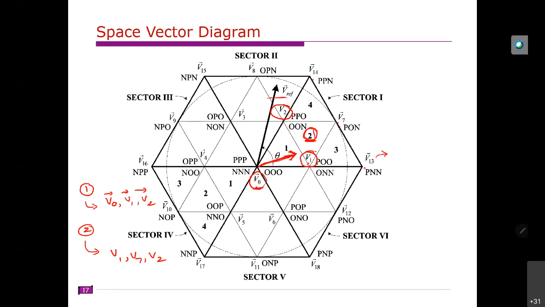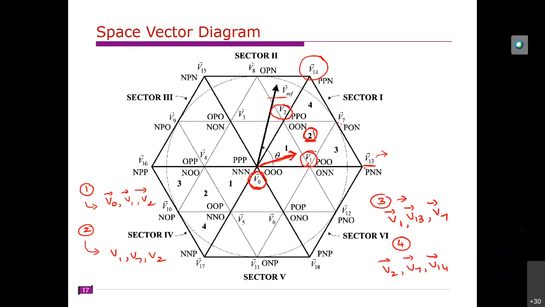So for region 2, if you consider V13 and V14, the harmonic spectrum or harmonic performance will be degraded. It will only improve when you consider the nearest vectors, that is V1, V7 and V2. Similarly, for region 3, the nearest vectors are V1, V13 and V7. And in case of region 4, we can write V2, V7 and V14. So these are the nearest vectors in sector 1 for different regions.